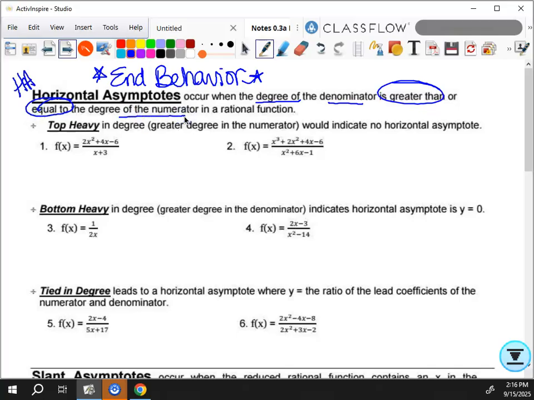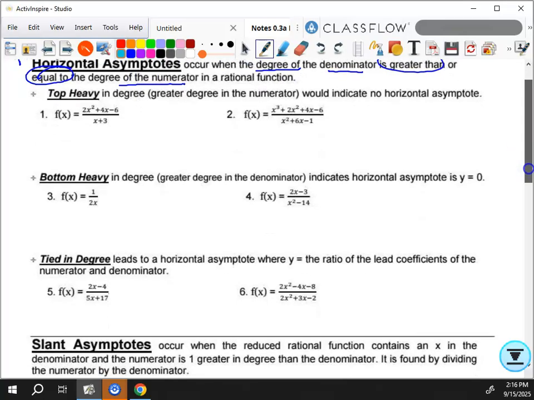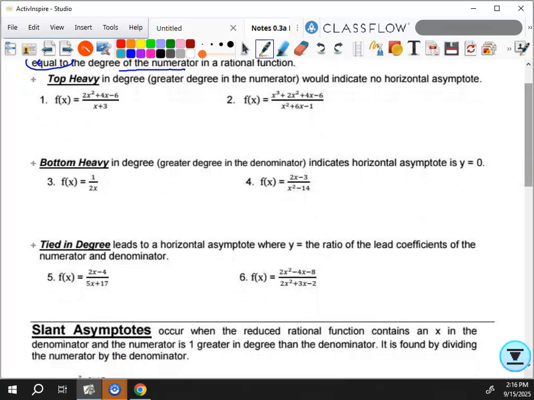And you have to be able to look at a function and determine if it is top heavy, bottom heavy, or tied in degree. So let's talk about what that means. Here, number 1, the degree of the numerator is 2, the degree of the denominator is 1. That's what makes it top heavy. The degree, it's heavier in the top degree-wise. Bottom heavy, the degree of the numerator is 0, the degree of the denominator is 1, so the denominator degree is bigger. That's what makes it bottom heavy. Tied in degree is when the degrees are the same. Okay? Because if you don't understand what top heavy, bottom heavy, and tied in degree are, none of the rest of it matters. Right? So are we all good on that?